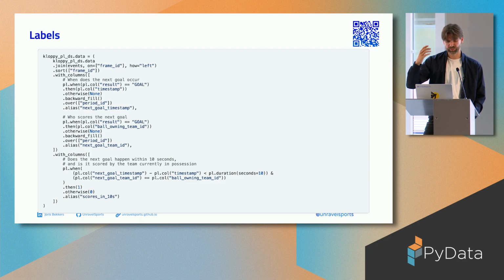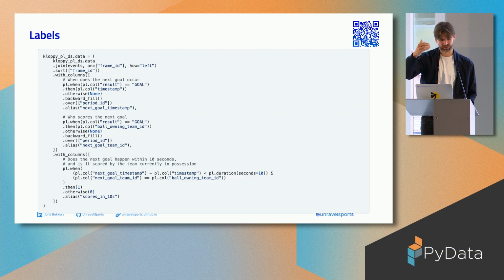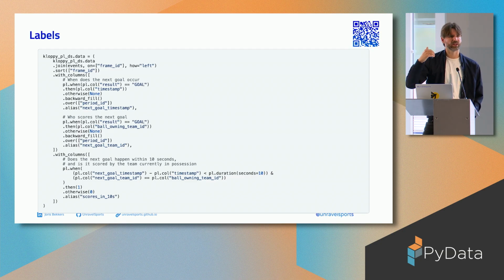We do the same thing for the team ID, so we know which team scored the next goal. And then once we have the timestamp of the next goal and the team ID of the next goal scoring team, we can figure out if the team that's currently on the ball is going to score in 10 seconds. And that's what we do here.